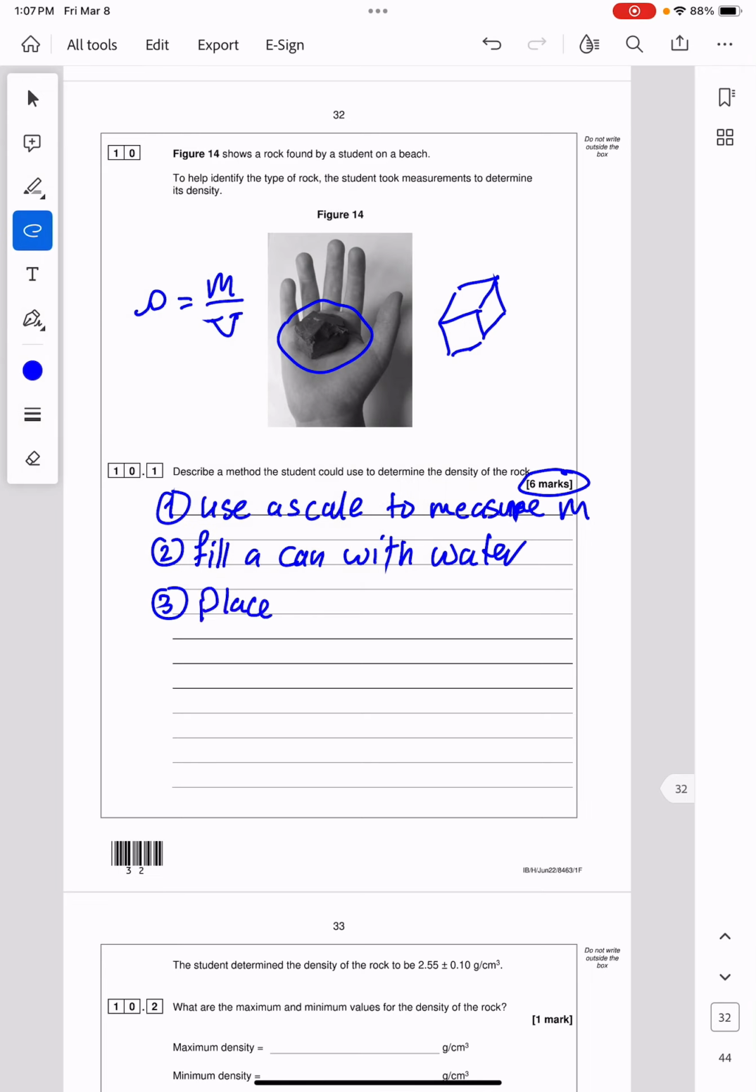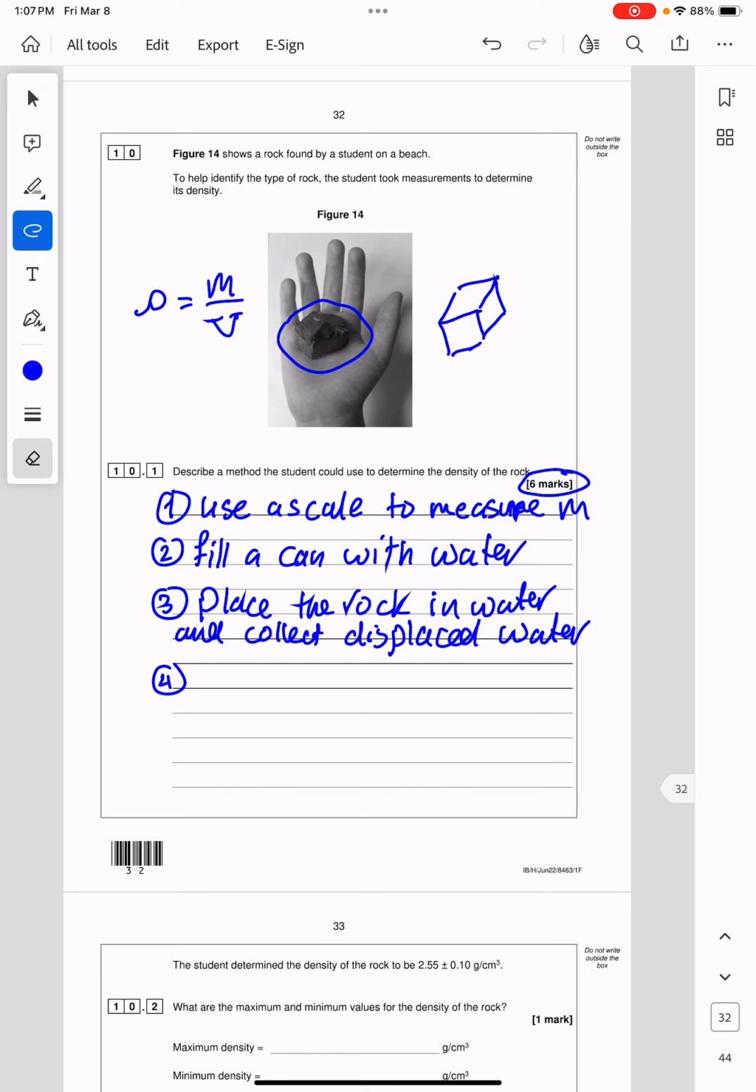Place the rock there in water. Why would we do that? Because we want to collect the displaced water. So place the rock in water and collect the displaced water. This is number 3. Until now you got 3 marks.